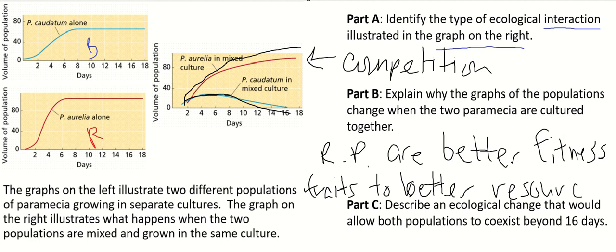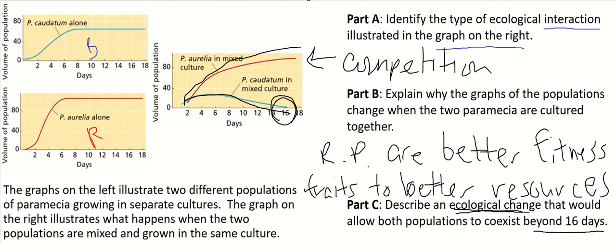Okay, so if the paramecium are after some kind of food, the red ones are better able to access it, and then the blue ones won't, so they'll die out, and the red ones will populate more. Okay, part C. What ecological change would allow both populations to exist beyond 16 days? Notice that at 16 days, the blue paramecium are done. They don't survive. Now, how could they survive longer?